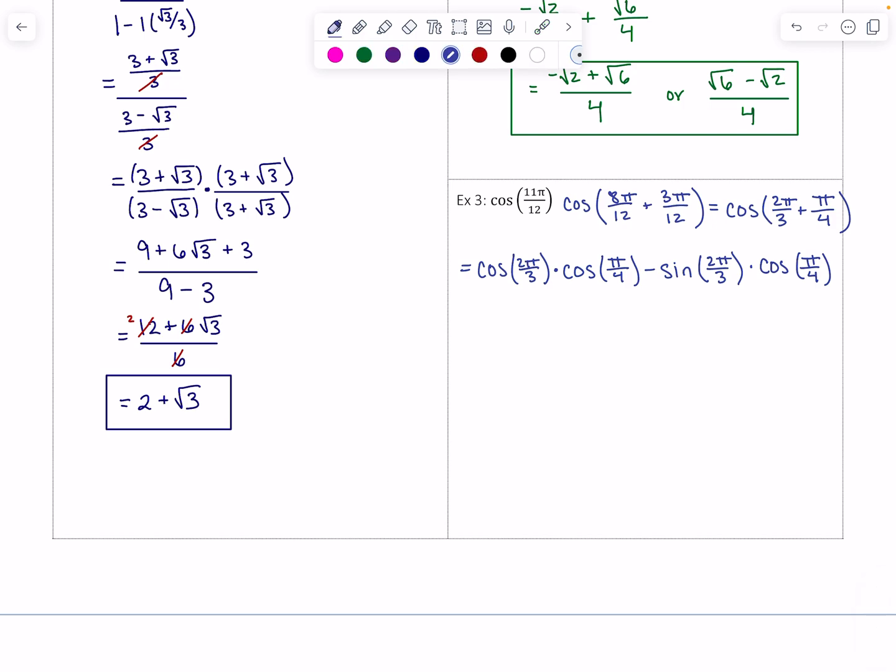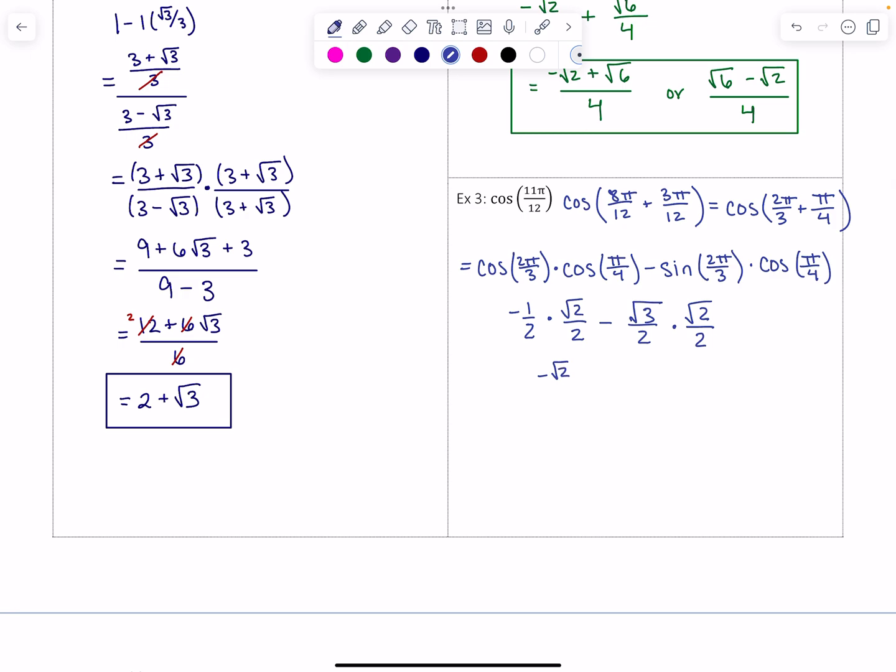Okay, so now let's go back to evaluating this. So cosine of 2 pi over 3 is going to be a negative 1/2 times square root 2 over 2 minus, this is going to be square root 3 over 2 times square root 2 over 2. All right, we have multiplying here, so negative root 2 over 4 minus square root 6 over 4.